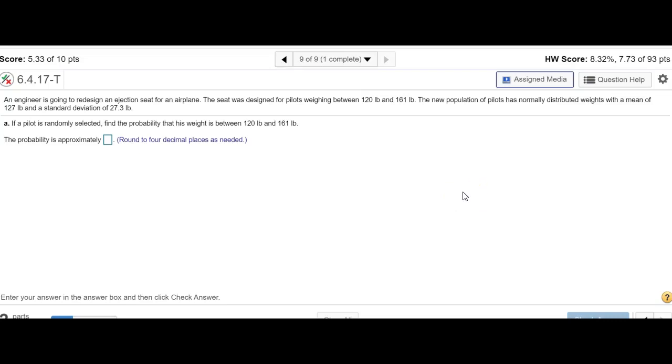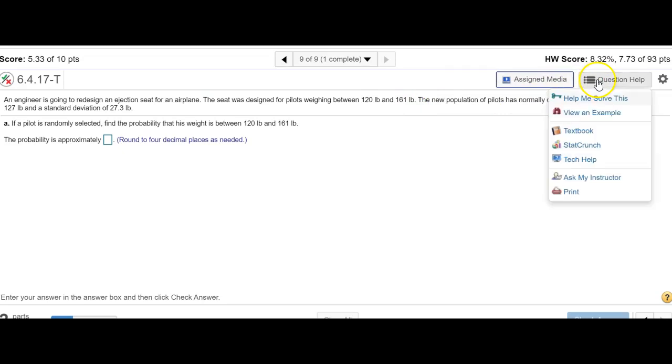In this example, 6.4.17, we're looking at an engineer who is going to redesign an ejection seat for an airplane. The seat was designed for pilots weighing between 120 pounds and 161 pounds. The new population of pilots has normally distributed weights with a mean of 127 and a standard deviation of 27.3. So we're looking at the probability that if a pilot is randomly selected, they're going to fall within this range.